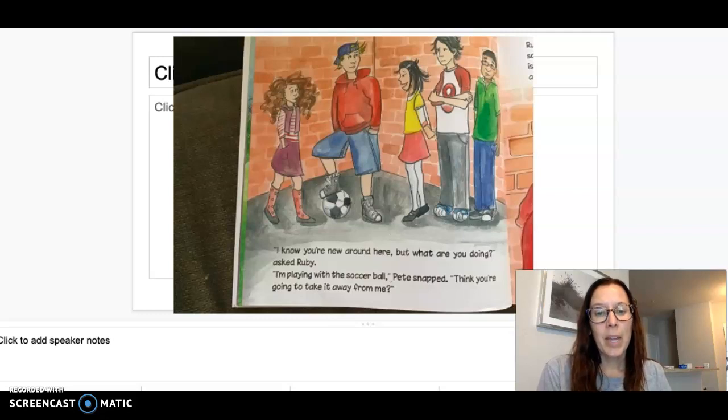"I know you're new around here, but what are you doing?" asked Ruby. "I'm playing with the soccer ball," Pete snapped. "Think you're gonna take it away from me?"